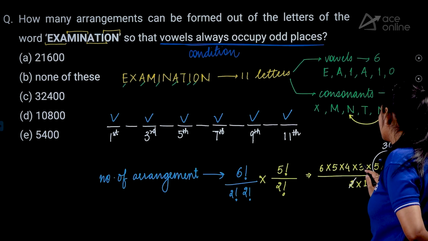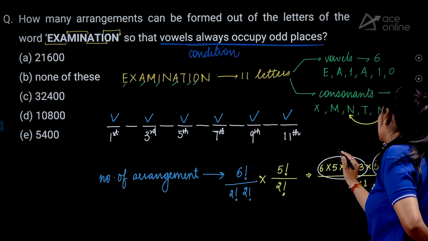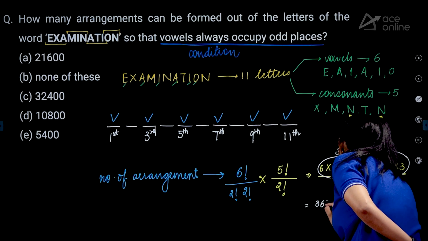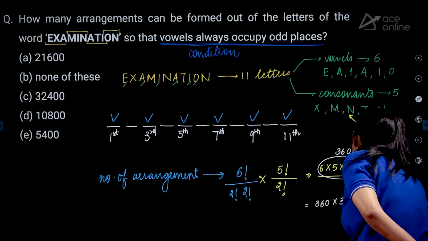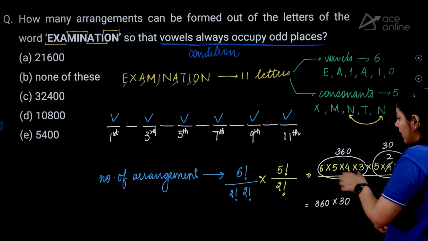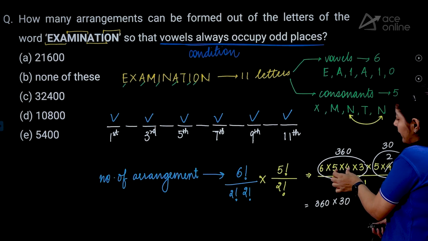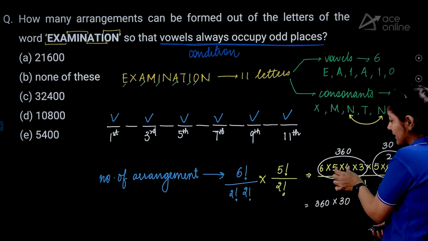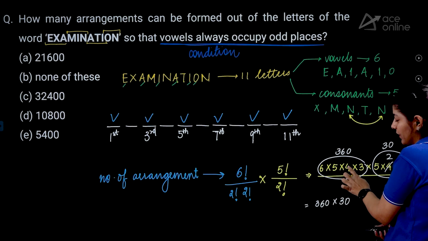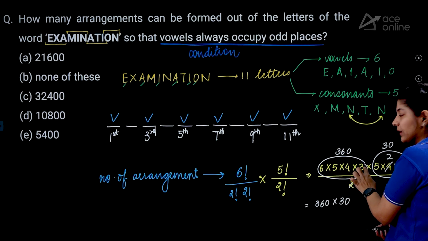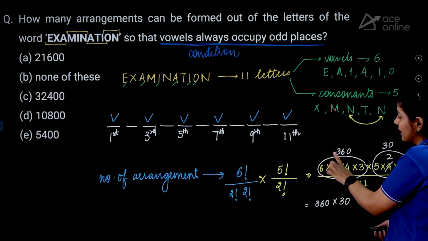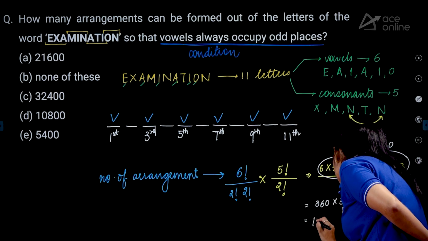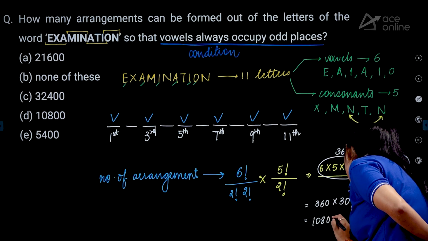And 30 into 12. So basically here I am having 360. So here I am having 360 into 30. This is what we are having. 20 into 18. We can also do it like this, that we just simply multiply these numbers. 5 into 4, that is 20. 20 into 3, that is 60. 60 into 6, that is 360. So when we multiply this one, here we are getting 108 and these 20.